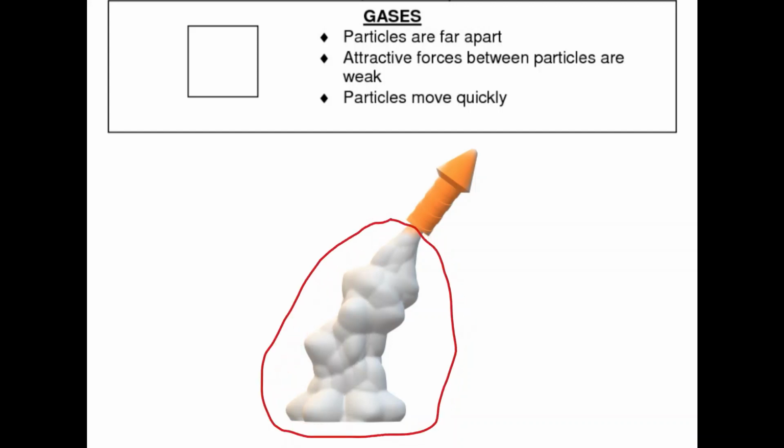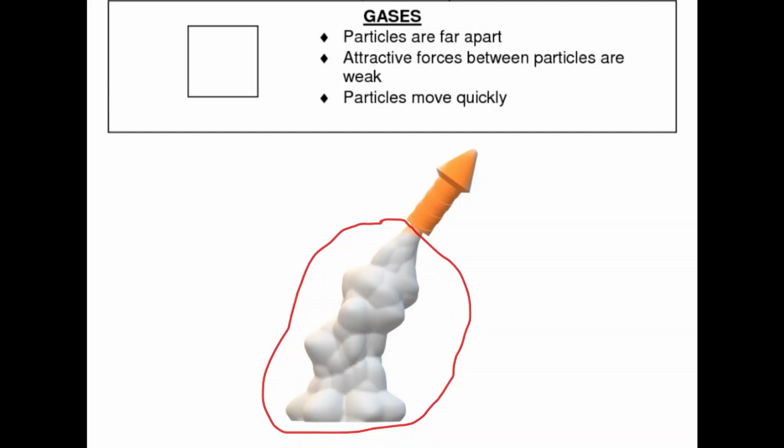And these gases that I'm showing you fit the characteristics for states of matter of gases. Particles are far apart. Attractive forces between particles are weak. Particles move quickly. So basically, if these were on the ground, you could walk through it. You could walk through it.